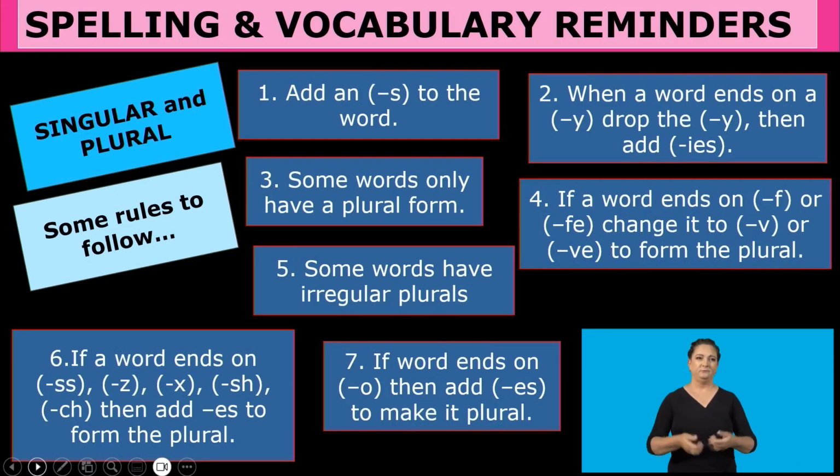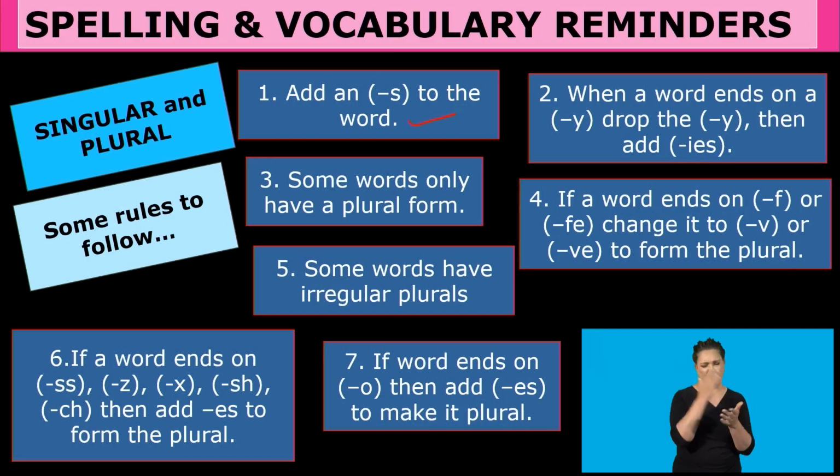Now, moving on to singular and plural. So there are many rules that you can apply to your singular and plural words, all right? So let's begin at the beginning. Number 1 says, simply add an S. So this one you're very familiar with, all right? When a word ends on a Y, we drop the Y, then we add IES to make it plural. Some words only have a plural form. Thank God for those, but you need to identify them, okay? If a word ends on F, all right, or in FE, change it to V or VE to form the plural, all right? So we're covering that base.